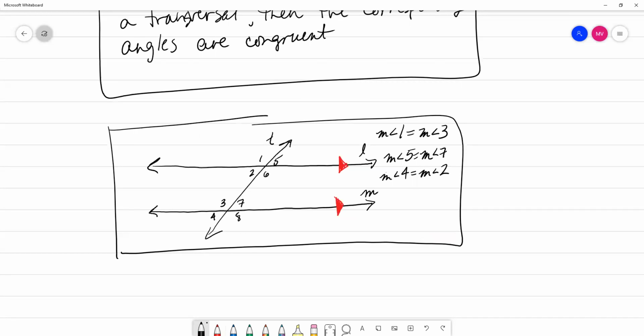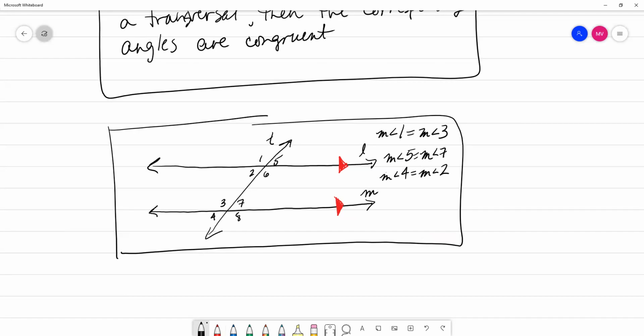right? Because you've got supplementary angles. 4 and 8 are supplementary. 4 and 3 are supplementary. 4 and 2 are equal because they're corresponding. And therefore, if you know 4, you know 2. And if you know 2, you know 1. And if you know 1, you know 5. And if you know 5, you know 6.